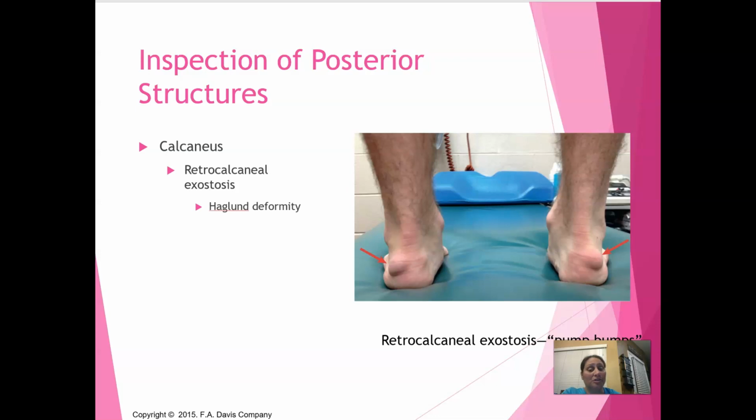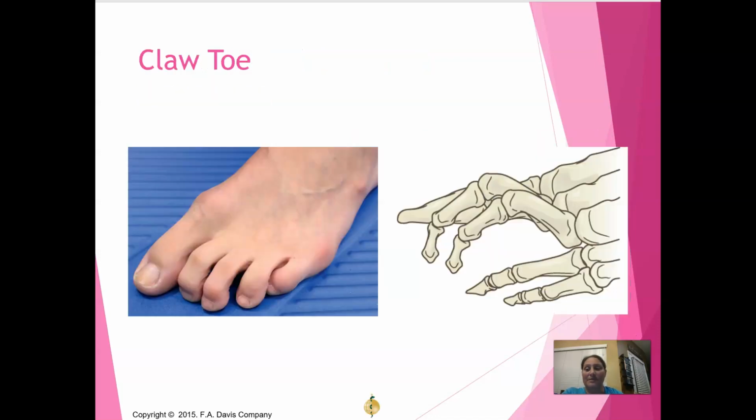Some more posterior structures. These are retrocalcaneal exostosis. It's basically similar to bursitis. These are going to be painful because anytime you try and wear shoes or cleats, especially with a heel, it's going to rub on that. So usually we would tell them to wear flip-flops or slides to try and give this a little bit of rest. And now we're getting into more of the different types of inspection of the toes.